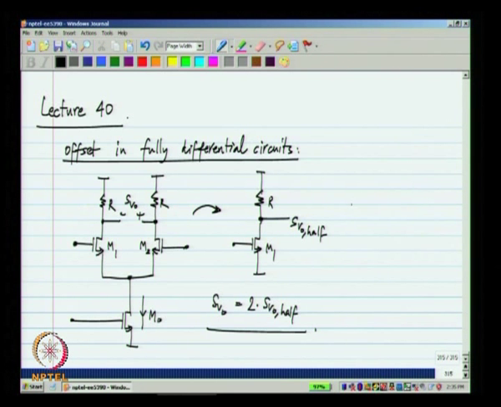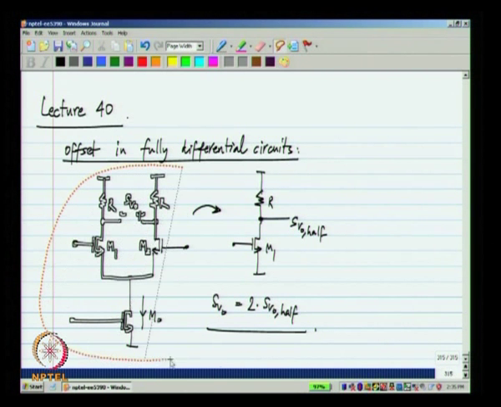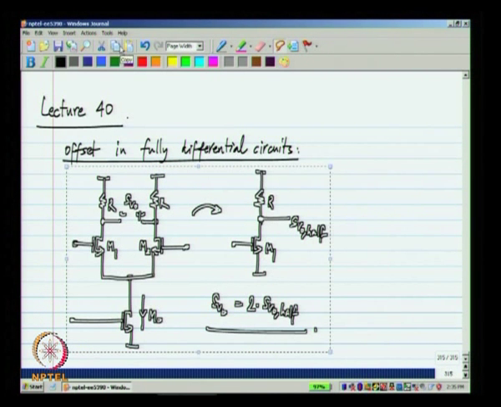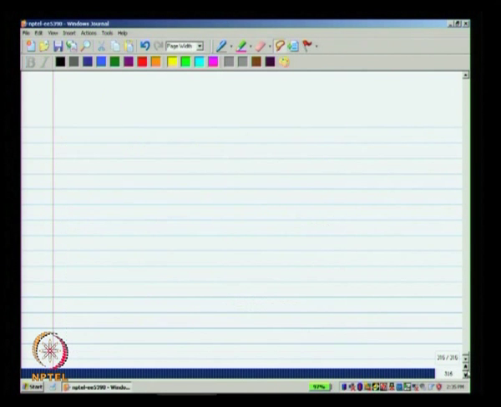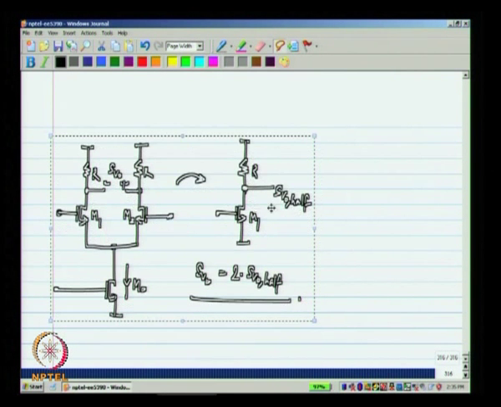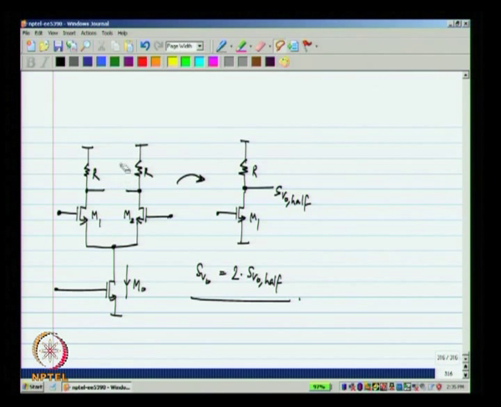as far as the offset is concerned, let us consider the offset here. The offset in presence of mismatches will be some DC voltage VOS, and here I am calculating it at the output. It can be referred to the input by dividing by the gain. Okay. So, that is the output offset.